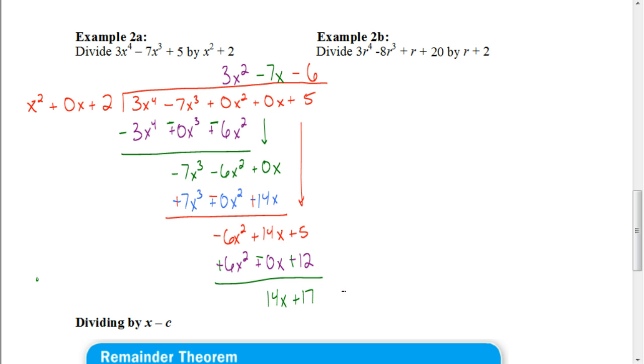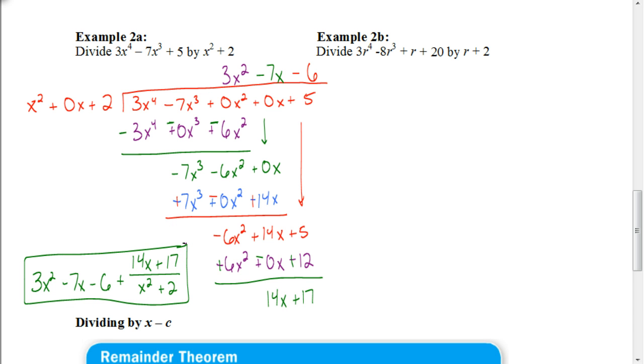So the way that you're going to write your answer would be this. You would say our answer is 3x squared minus 7x minus 6 plus our remainder, which is 14x plus 17, divided by our original divisor. Now, we can include the 0x if you want, or we can just write it as x squared plus 2 would be just fine.